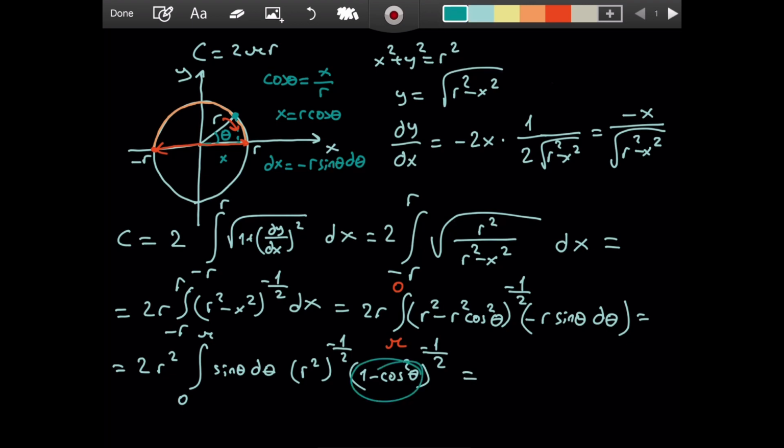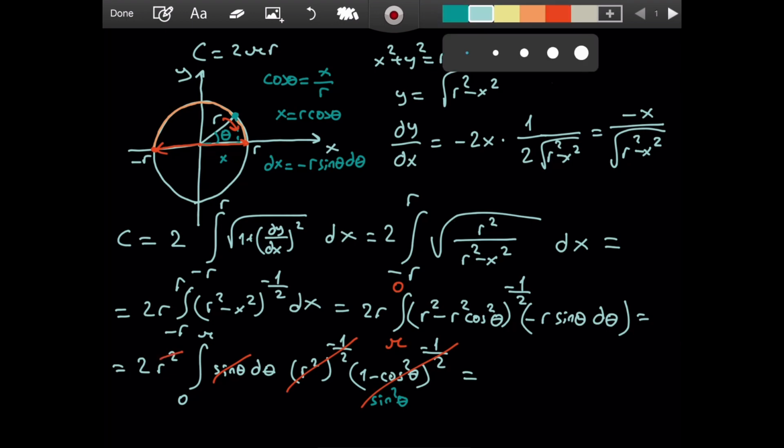So, this part, that's just sine squared theta. And we raise it to the power of negative 1 over 2. That would give you sine to the power of negative 1, which is 1 over sine. So, this and this, they simplify. And also, look at this part. That part is r squared to the power of negative 1 over 2. That gives you r to the power of negative 1, which is 1 over r. So this part and one of the r's here, they simplify. Leaving us with 2r.